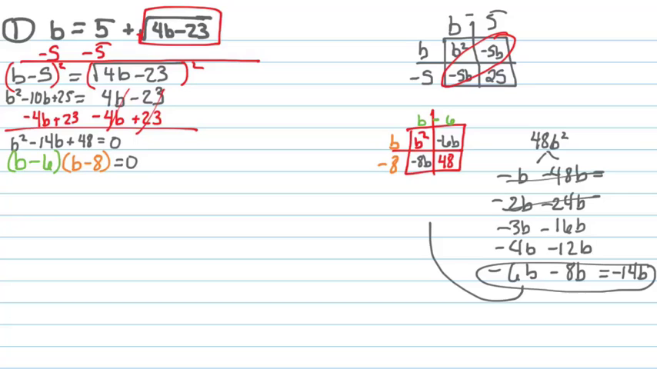So now we're going to set each of these expressions equal to 0. And so we have b minus 6 equals 0, and b minus 8 equals 0.